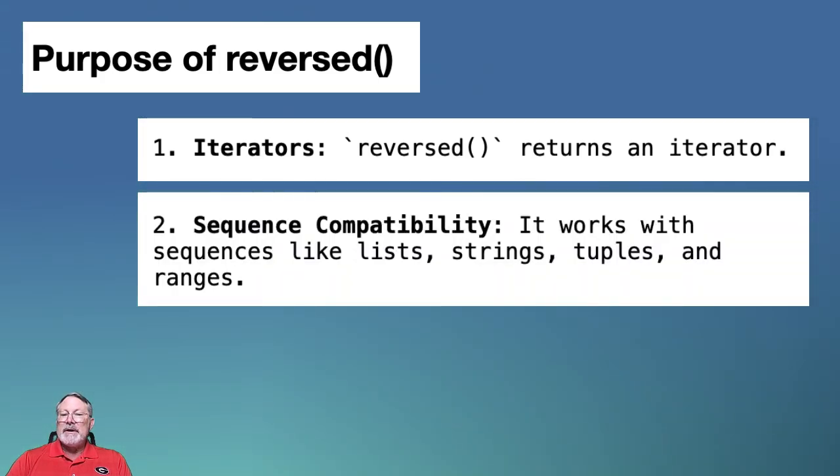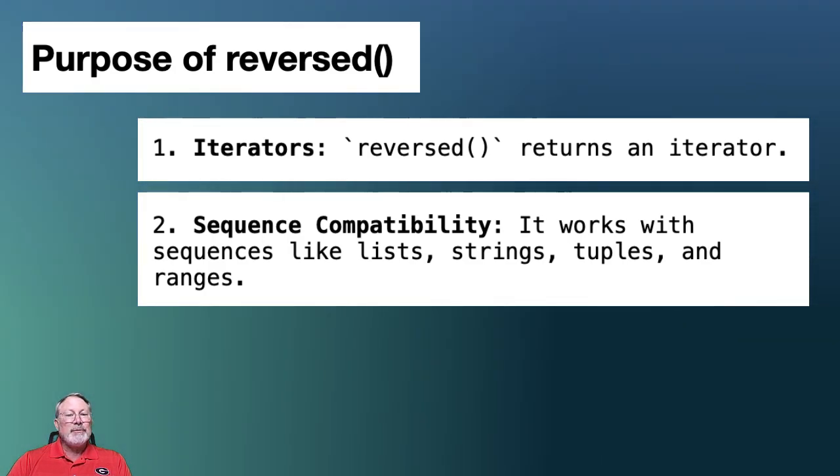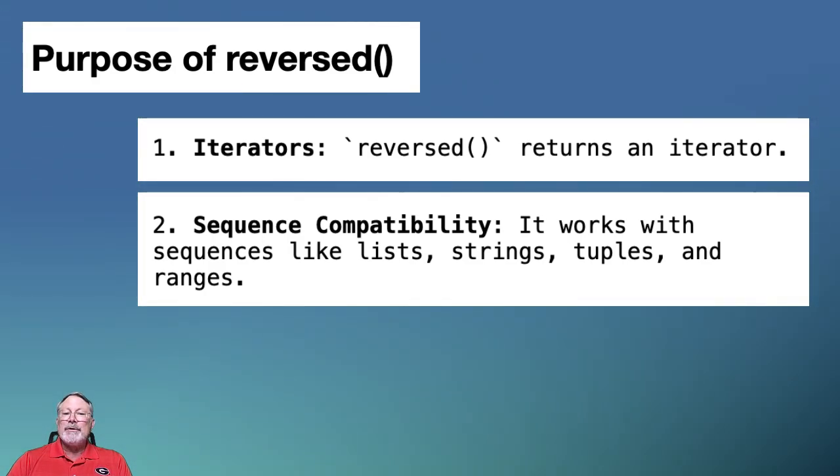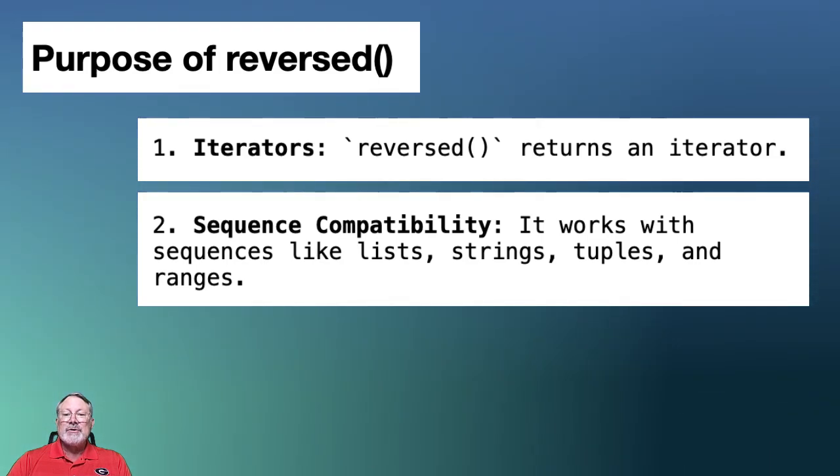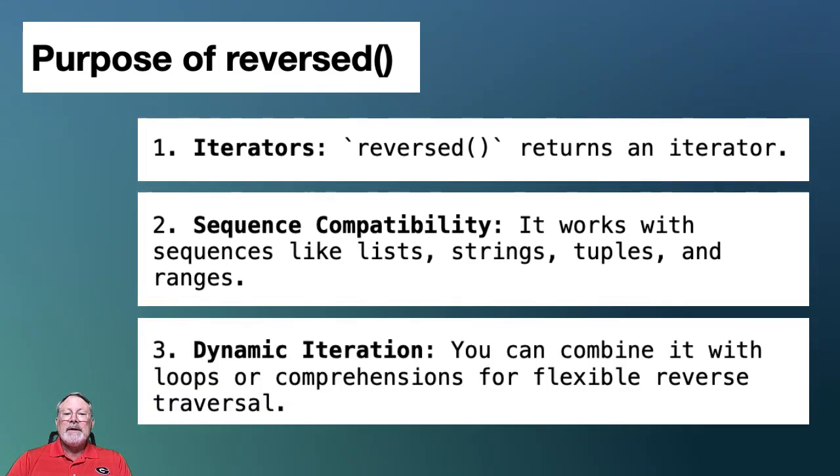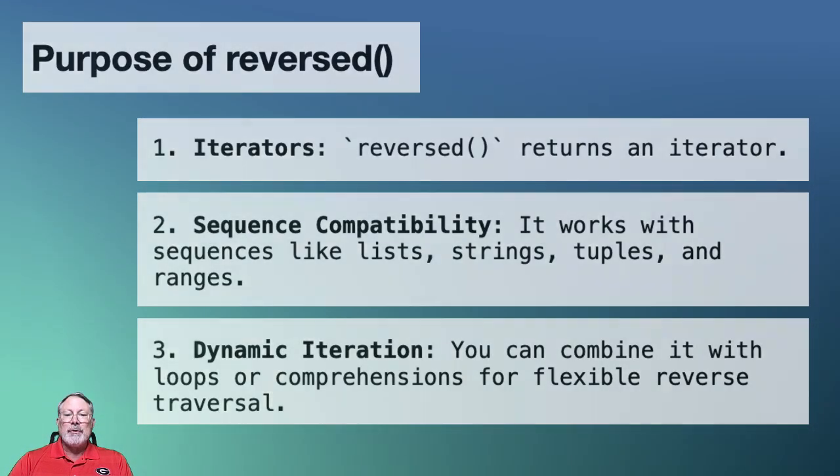Sequence compatibility: it works with sequences like lists, strings, tuples, and ranges, but not directly with unordered collections like sets or dictionaries. And dynamic iteration: you can combine it with loops or comprehensions for flexible reverse traversal.